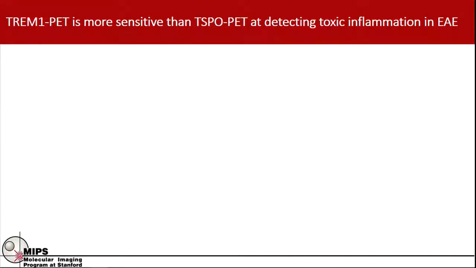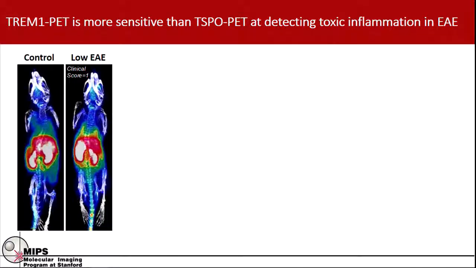So this is my second last slide. We also did a quick study just to see how TREM1 PET compares to TSPO PET in the same cohort of mice. And what we saw was this. I can let you guys be the judge. This is what a TSPO PET signal looks like. And why is there so much going on here?